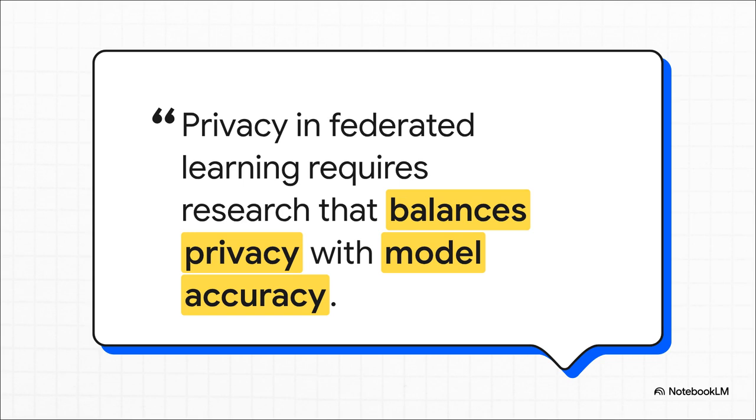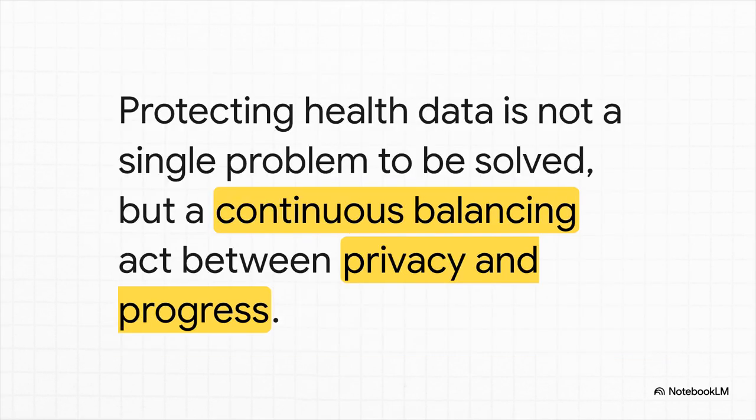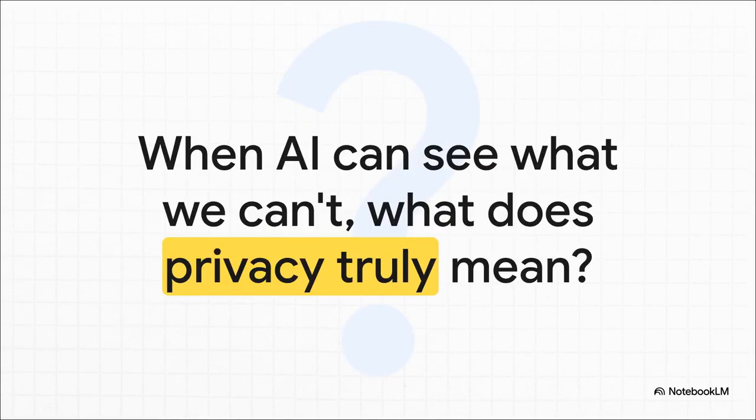Every new defense we create just prompts a new kind of attack, which means there's this constant effort to find the perfect balance between protecting patient privacy and making sure the AI models are still accurate enough to actually help people. And that's really the ultimate takeaway here. There is no magic bullet for privacy in the age of AI. It's not a problem we're just going to solve one day and be done with it. It's a continuous balancing act between protecting our most personal data and pushing forward the scientific progress that can help us all.